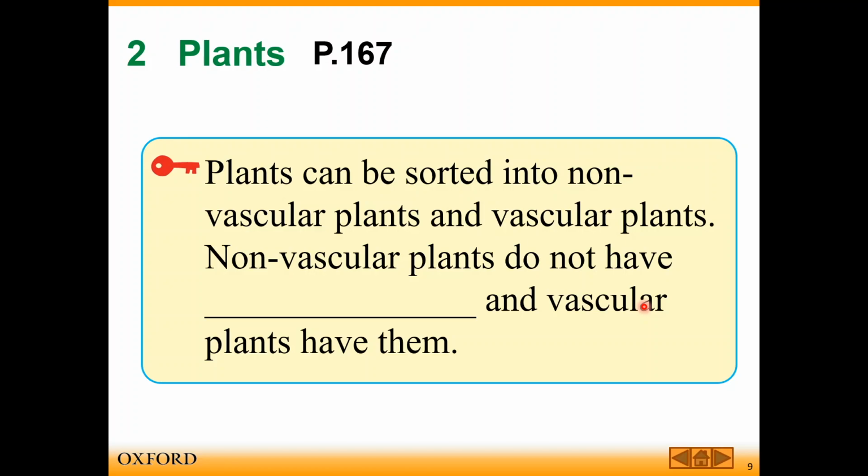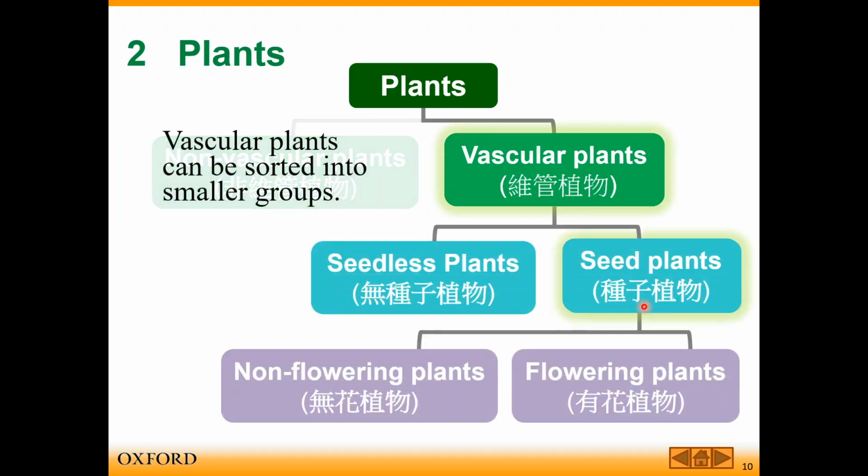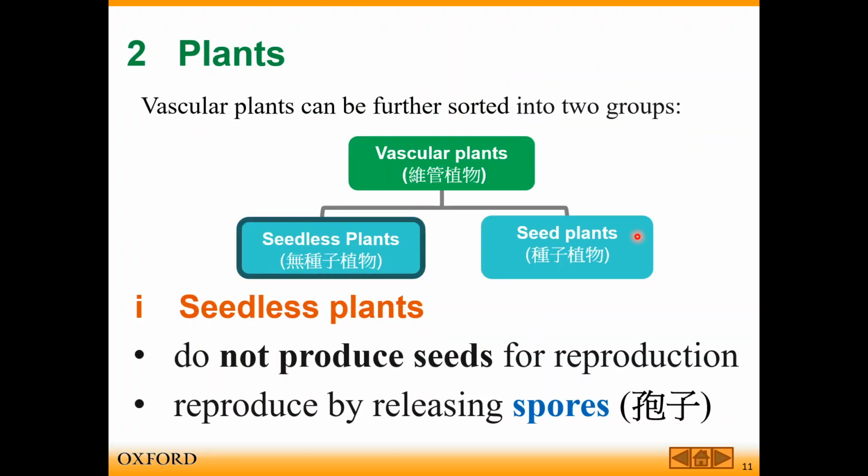So can you answer me? The plants can be sorted into non-vascular plants and vascular plants. Non-vascular plants do not have what? Vascular tissues, and the vascular plants have them. Vascular plants can be further sorted into smaller groups: the seedless plants and the seed plants. And the seed plants can be sorted into flowering plants and non-flowering plants.